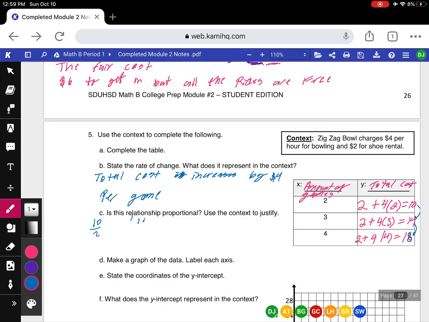So it'd be 10 over 2, 14 over 3, and 18 over 4. This reduces to 5, this reduces to 4 and 2/3, and this is 4 and 1/2. And as you can see, none of these values are the same. So therefore, this would be non-proportional. And the part in the context that makes it non-proportional is the cost of shoes.